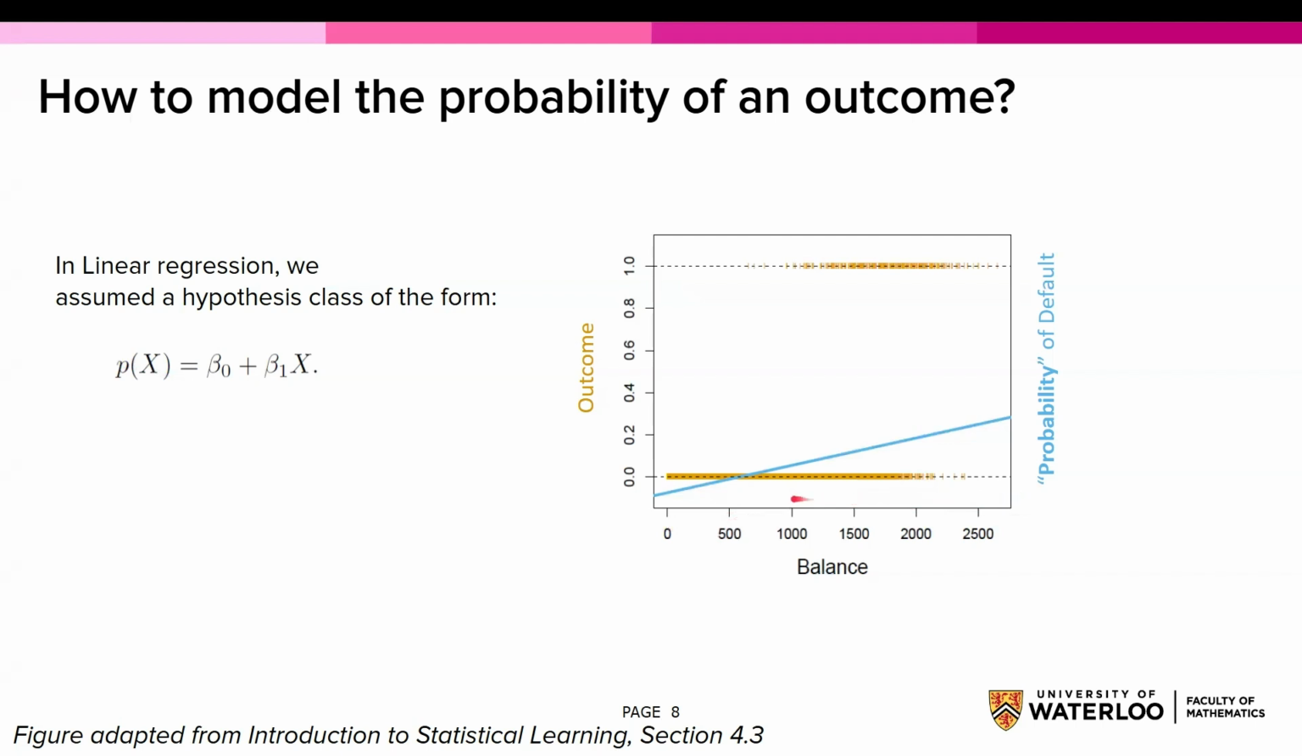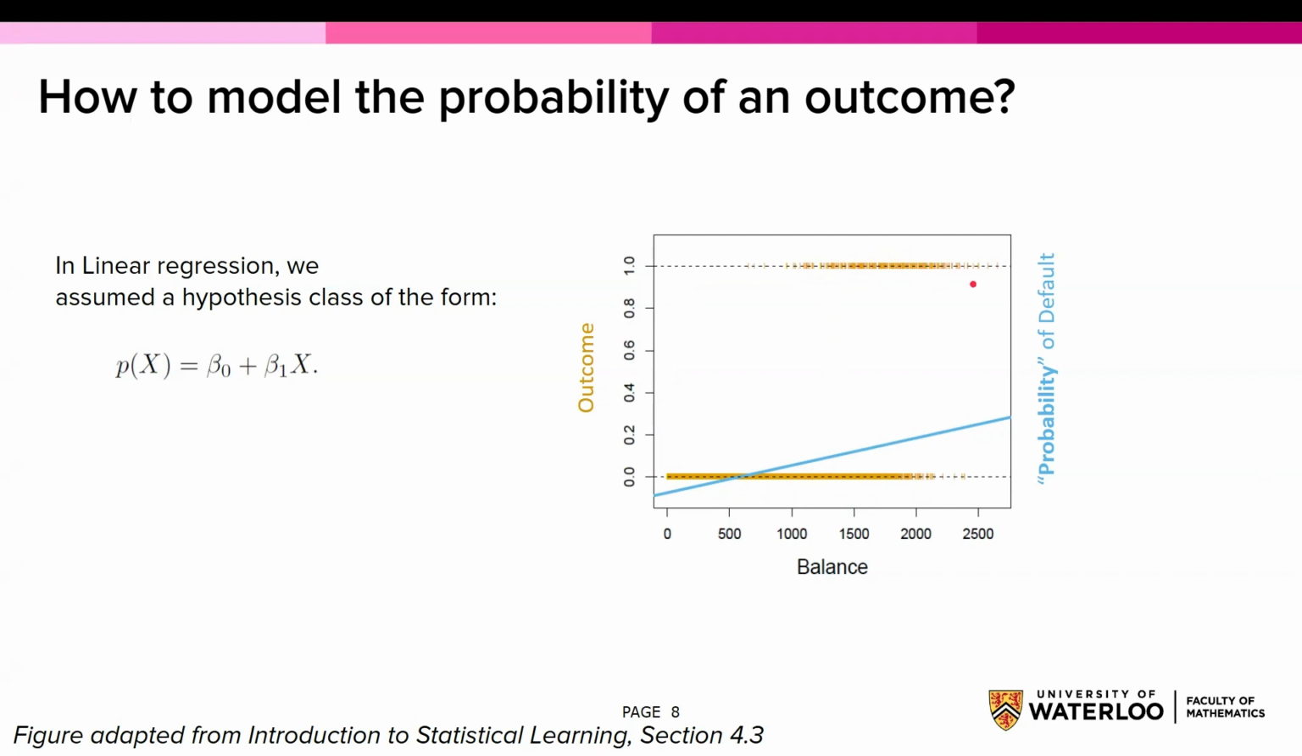And then the outcome is either zero or 1. They either defaulted or they did not. And so what we can see is that there's lots of applicants with balances up to around 1,200 that don't default. But after that, we start seeing quite a few applicants that do default.